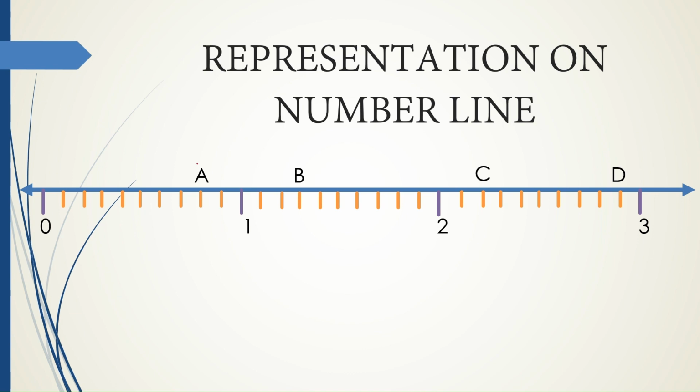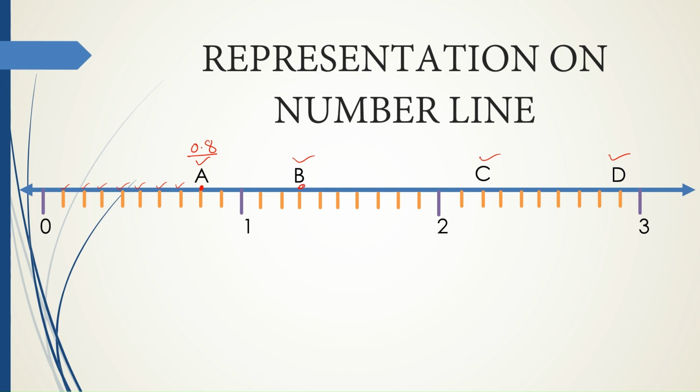Now we'll see how to identify the locations on the number line. Here we have A, B, C, D, 4 different points. We have to write the values for each and every point. Consider the point A, it's located here. So if we count, this is point 1, point 2, point 3, point 4, point 5, point 6, point 7 and this is then point 8. So A gives the location for 0.8.